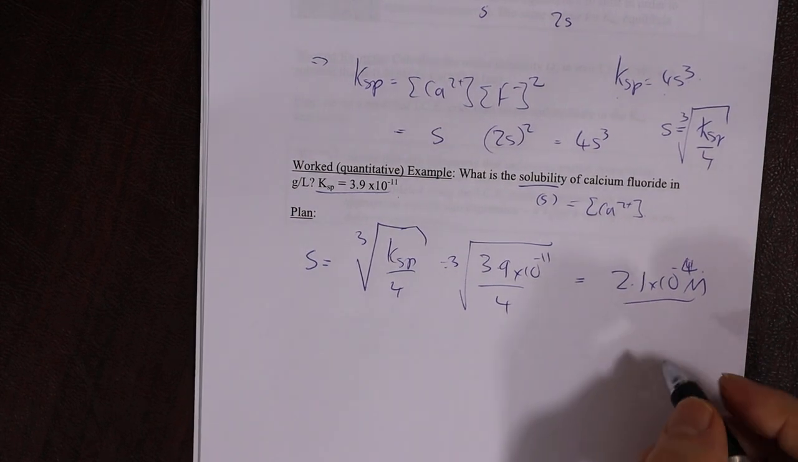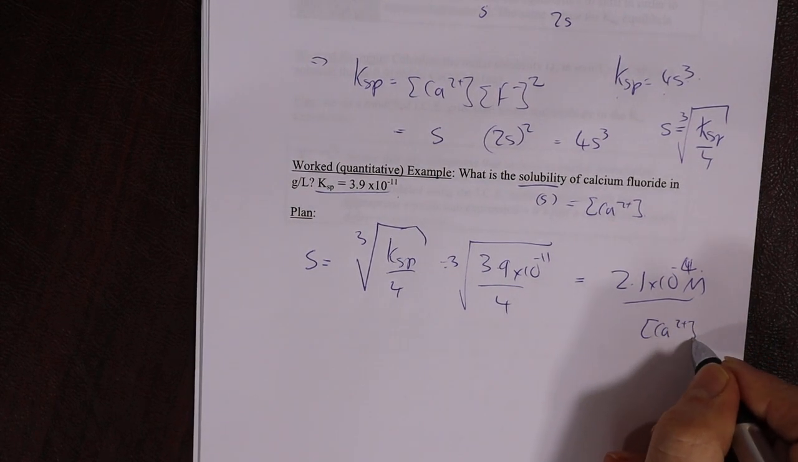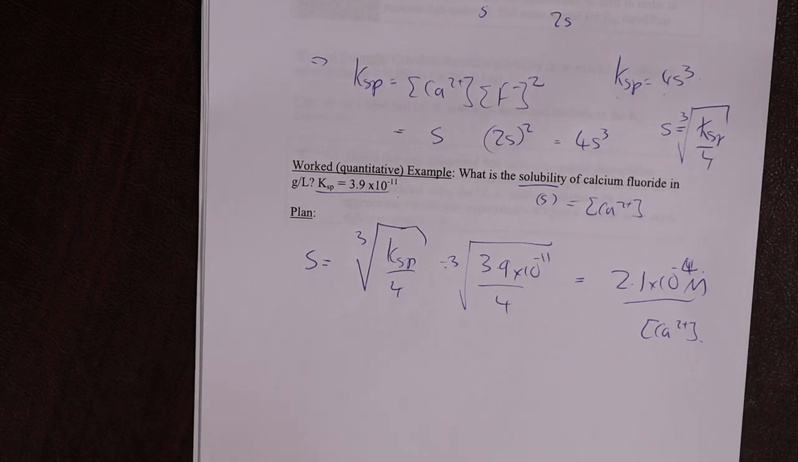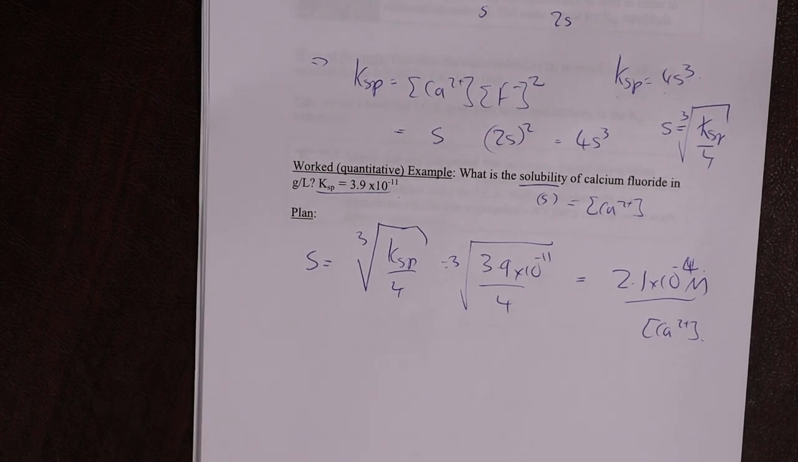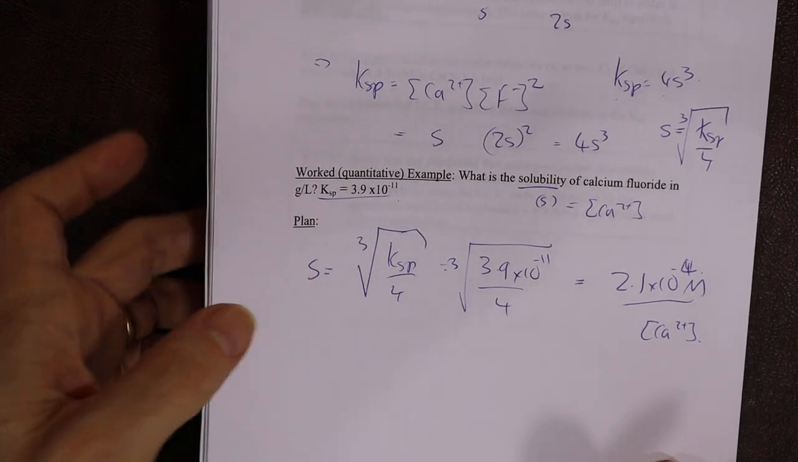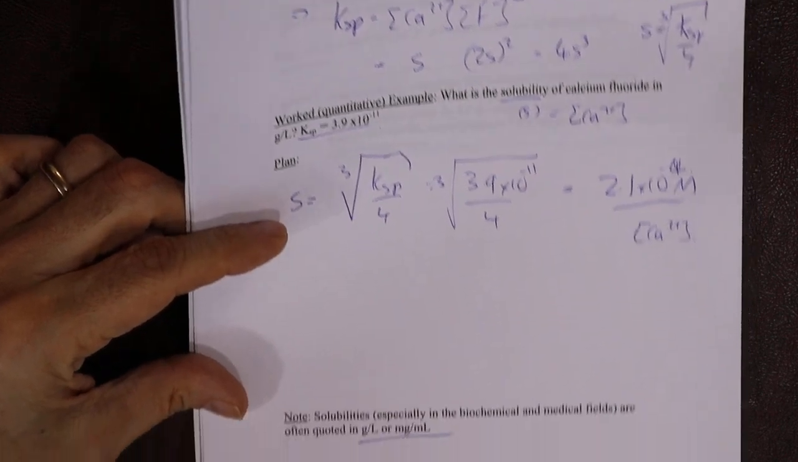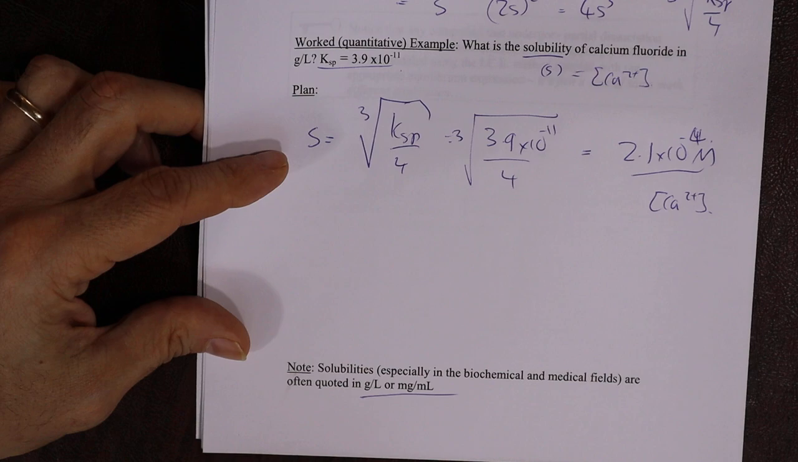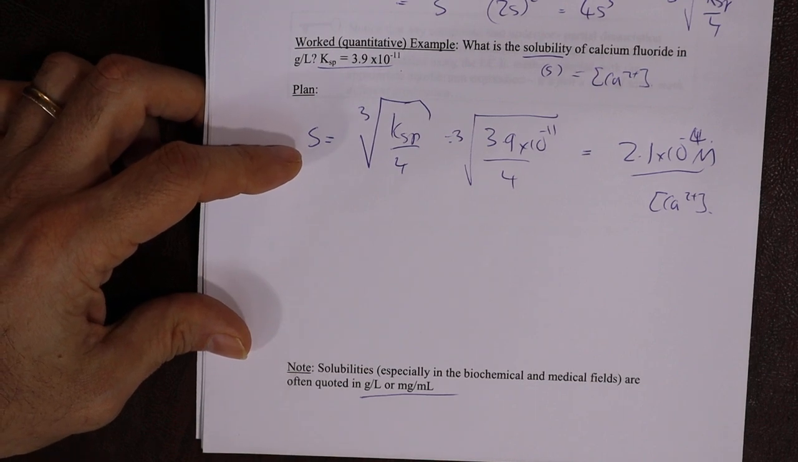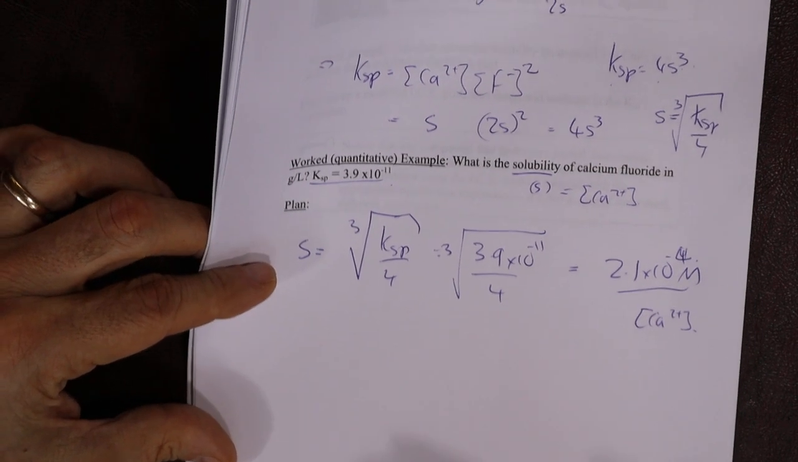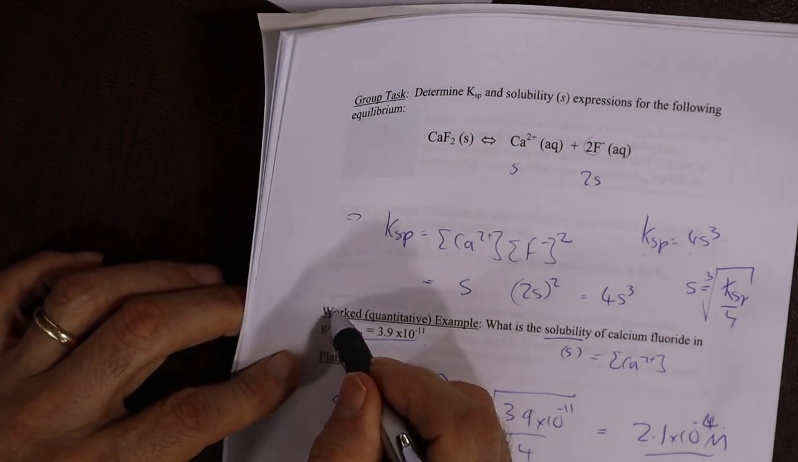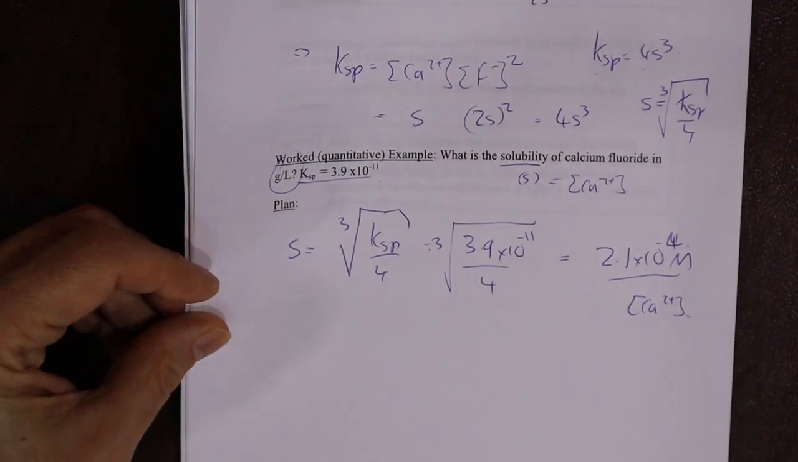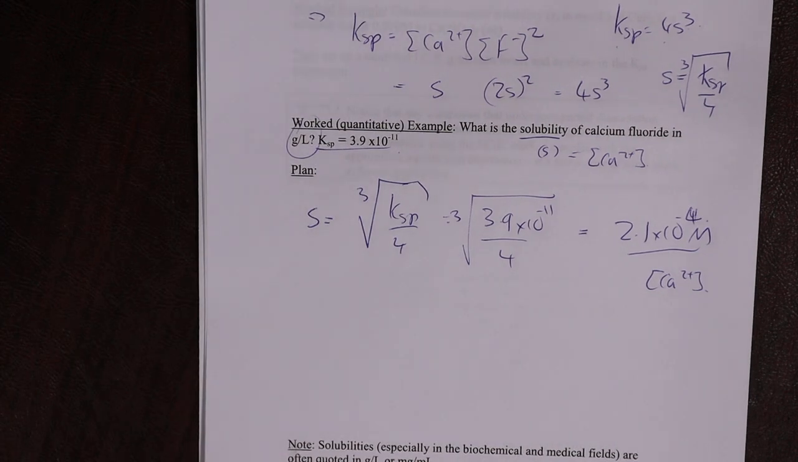Now, that's the solubility of calcium ions. In industry, they don't usually do things in moles per liter. That's what we do in chemistry. In the biochemical and industrial fields, it's usually grams per liter or milligrams per milliliter. So how do we turn this into what they want, grams per liter? It's actually simpler than you think. If you remember back to Chemistry 101 and we did that ppm calculation, very similar, right?